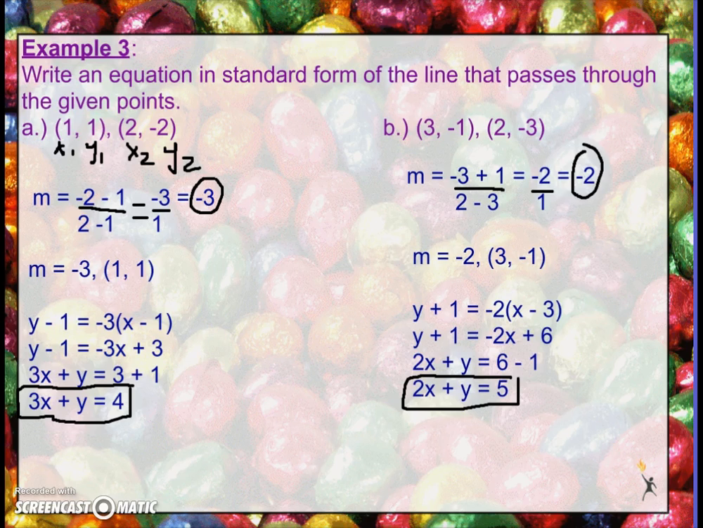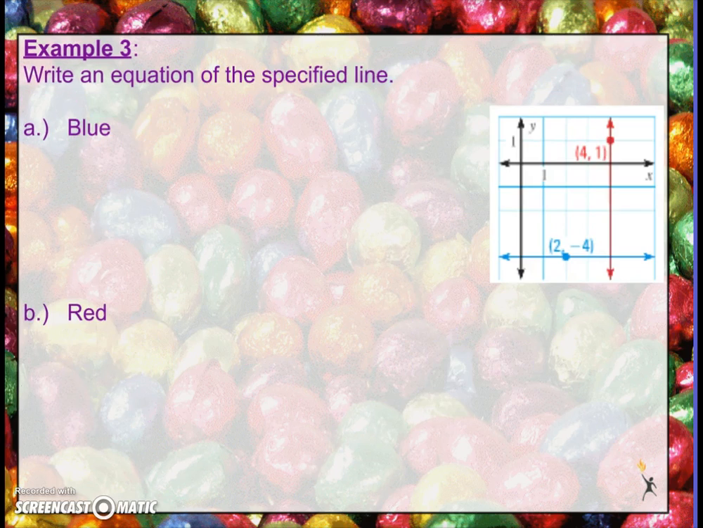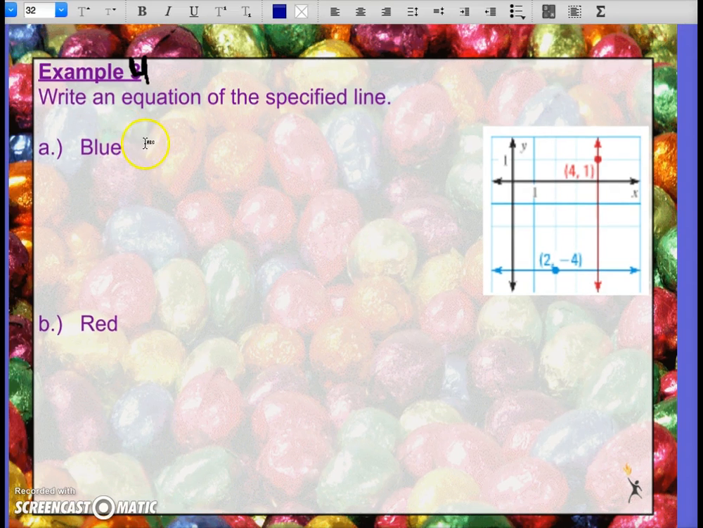Okay, so let's move on from here. And actually, this should be example 4. I forgot there's a typo, so make sure that's a 4. Hopefully you guys can see that 4. All right, write an equation of the specified line. The point for the blue line we have, blue is the point 2, -4, right?